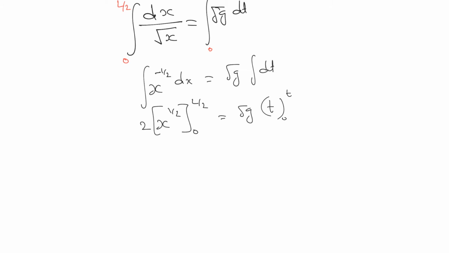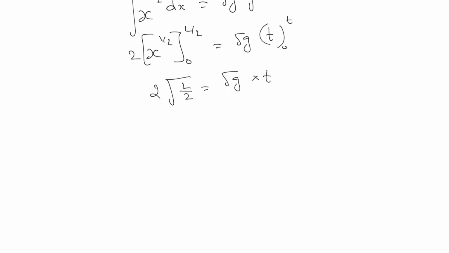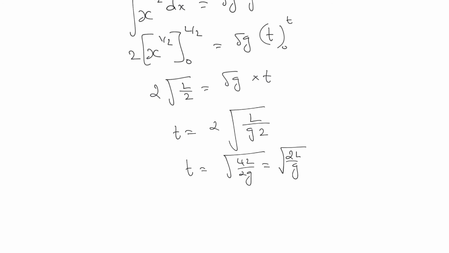So we can write it as 2 times under root of L divided by 2 is equal to root g into t. So the value of t can be written as 2 times under root of L divided by g by 2. Now if we multiply this 2 inside, we can take it as under root of 4L divided by 2g, which can be written as nothing but under root of 2L by g. This is the value of time taken.